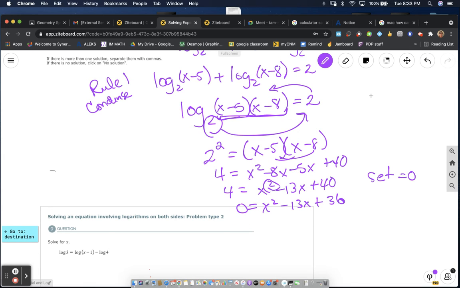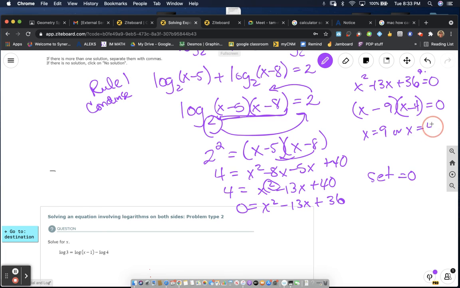Now what do you do to solve that? You need to factor it. x and x, hopefully it's factorable. I think it is. It's 9 and 4. 36 is 9 times 4, so it's minus 9 and minus 4. So x is equal to 9 or x is equal to 4. And that's your answer. Now you can go back and check it.